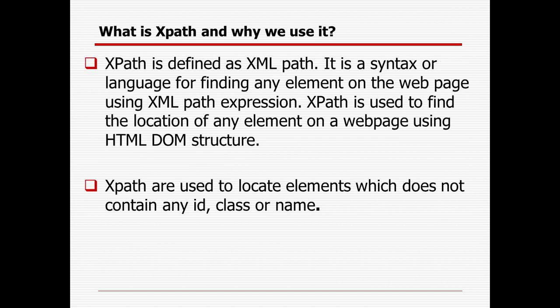What is Xpath and why do we use it? Xpath is defined as XML path. It is a syntax or language for finding any element on the web page using the XML path. XML is Extensible Markup Language. So Xpath is used to find the location of any element on a web page using the DOM structure.